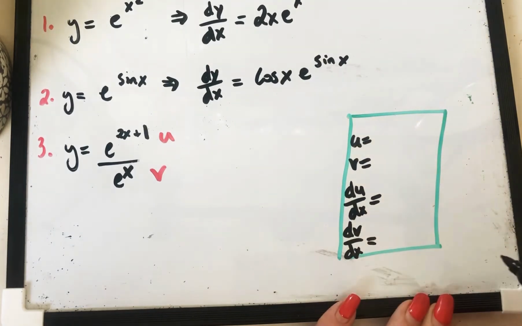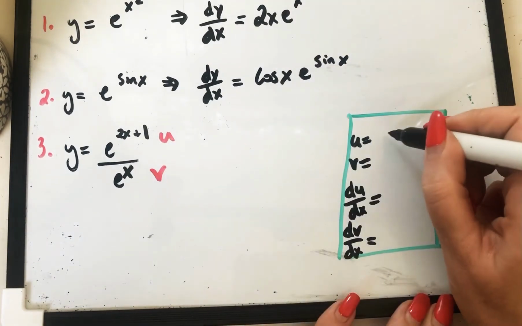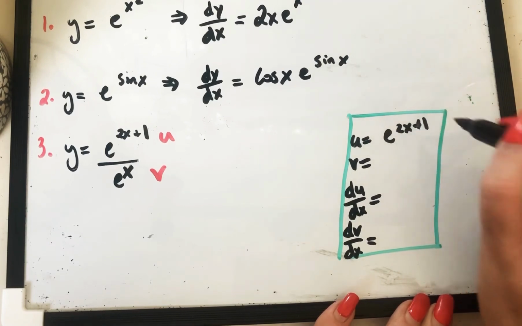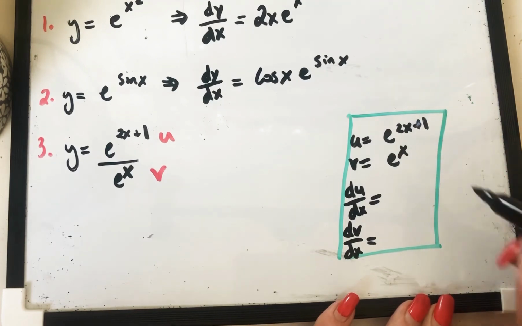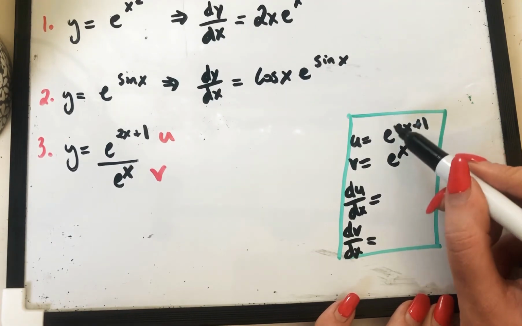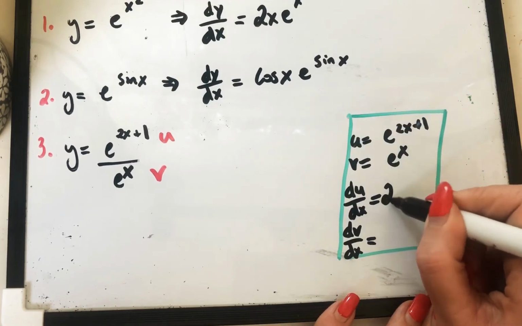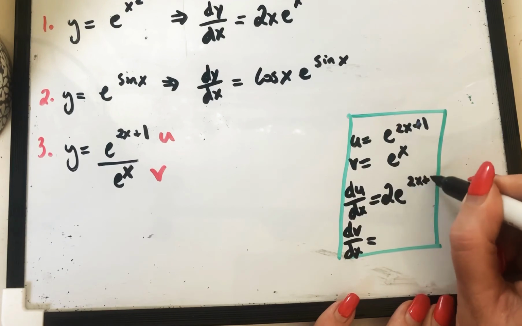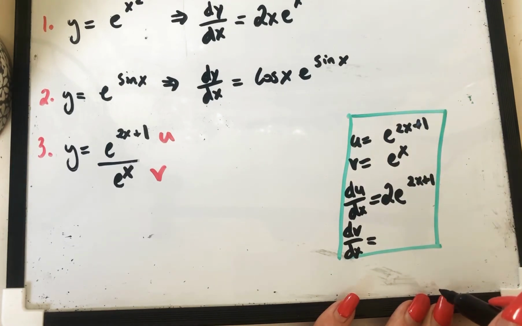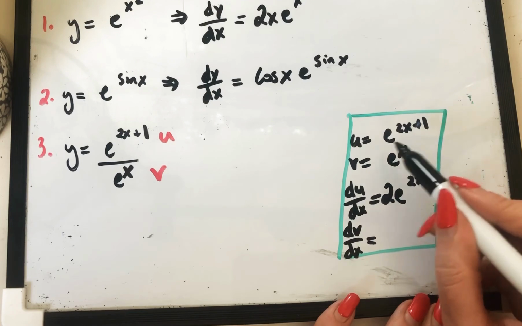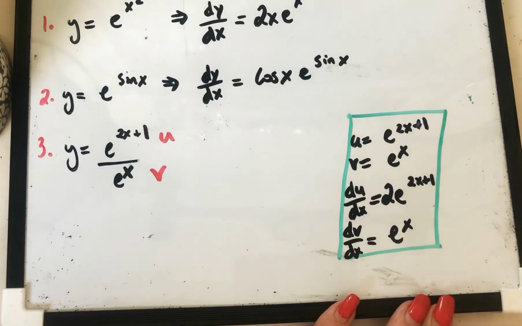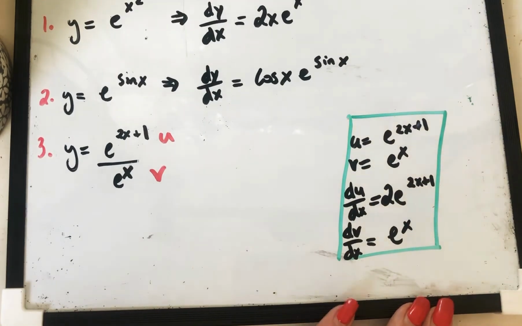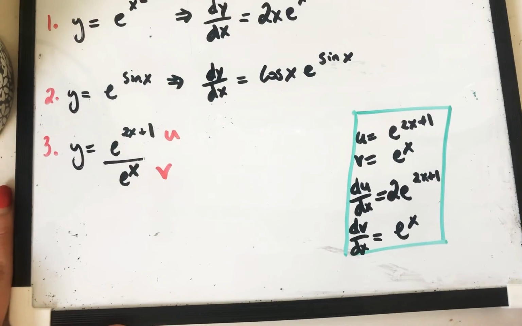Okay, so our u will be what we have labelled, e to the 2x plus 1. Our v will be e to the x. For du/dx, well, let's differentiate this. So differentiate the power, and if you differentiate the power you get 2, and you put the 2 to the front and you rewrite your function. And now let's get dv/dx. So if we differentiate x we get 1, put the 1 to the front, but we never really write that, we just say e to the x. So if you differentiate e to the x, you get e to the x, and that's what's in the log tables.